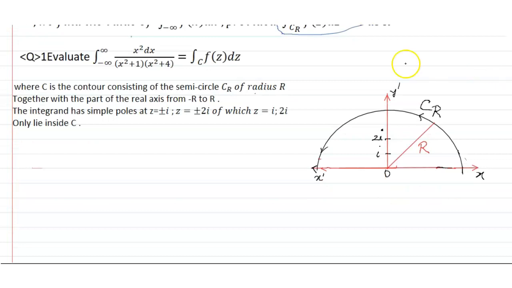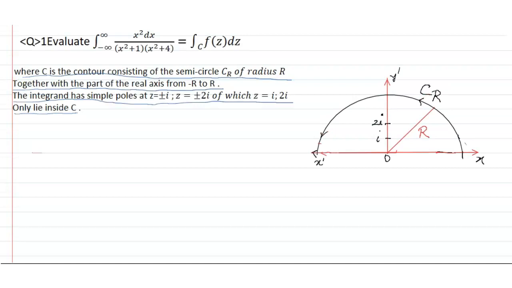So friends, the question is to evaluate the integral of x squared dx over (x squared plus 1)(x squared plus 4), using the contour integral of f(z) dz, where C is the contour consisting of the semicircle C_R of radius R, together with the part of the real axis from minus R to R. The integrand has simple poles at z equals plus or minus i and z equals plus or minus 2i, of which z equals i and 2i only lie inside C.